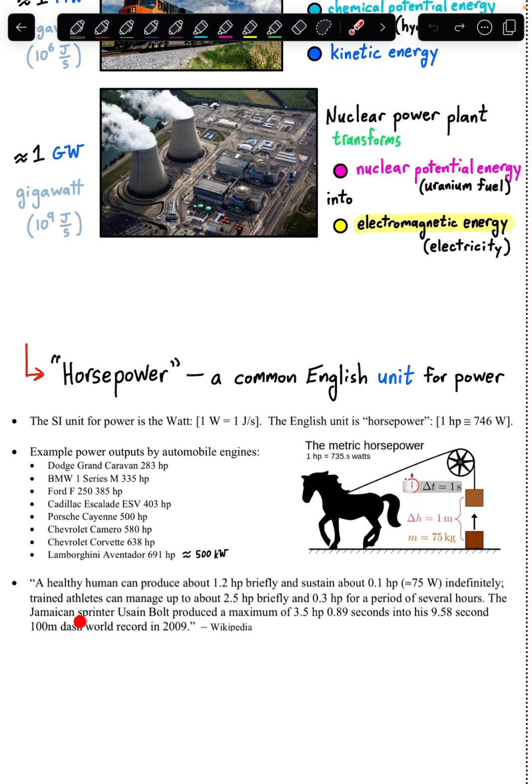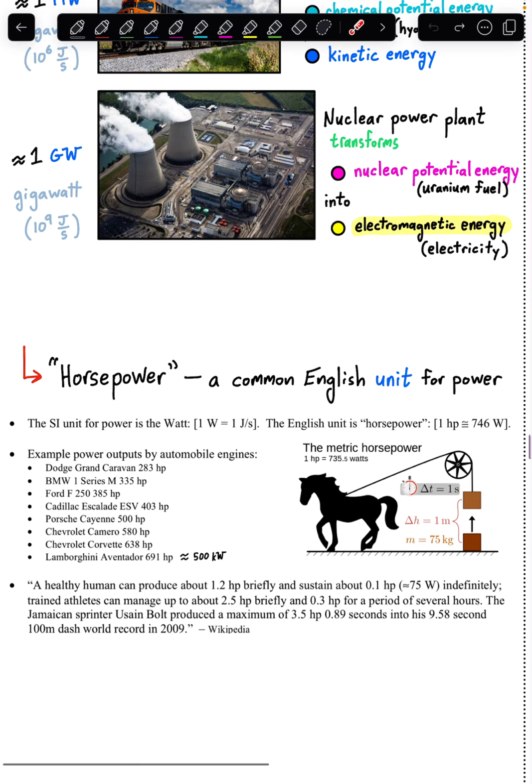Trained athletes, however, can manage up to about 2.5 horsepower briefly, and 0.3 horsepower over a period of several hours. Usain Bolt produced a maximum of 3.5 horsepower at a particular moment into his 9.58 second 100 meter dash world record in 2009. Info I got from Wikipedia there. More on power.